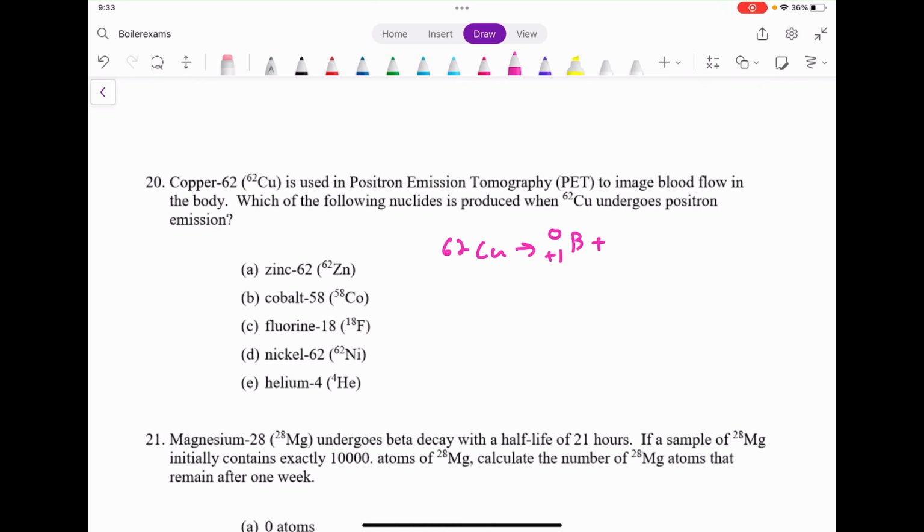And let's see, what is the atomic number of copper? I got a periodic table open. It's 29. So if we just balance this, the top number is going to be the same, and then this is going to be 28. The element that corresponds to atomic number 28 is nickel. So we got nickel-62 is our final answer, D. So I did this just by setting up an equation. I know these two, and then I can just balance to solve for this.